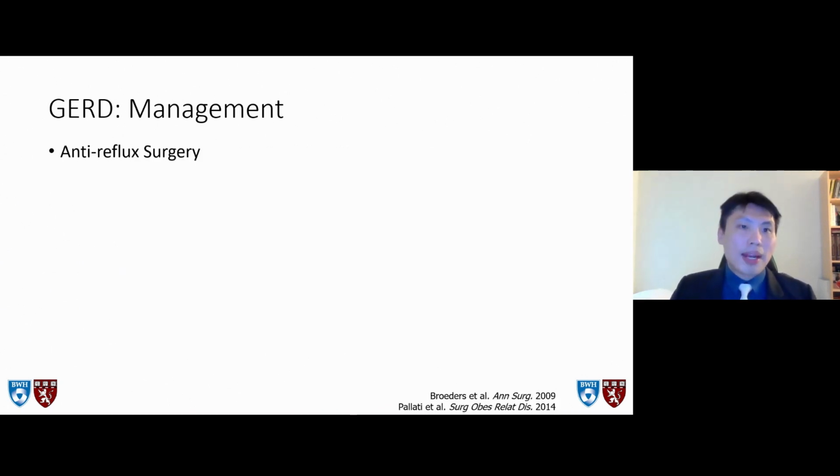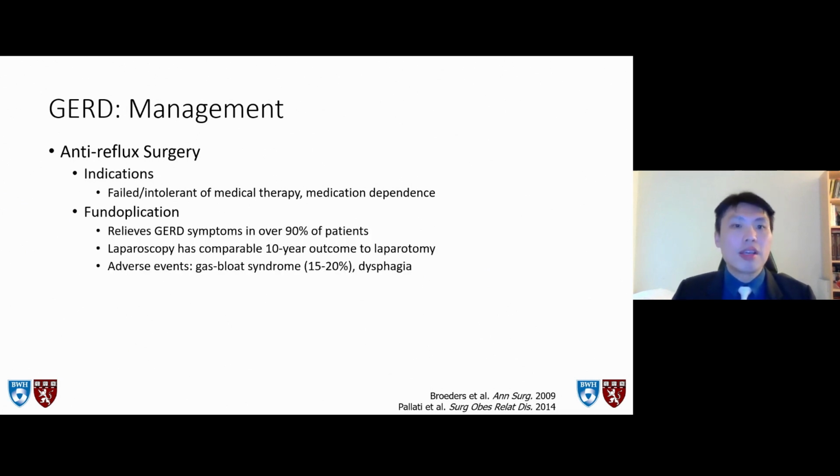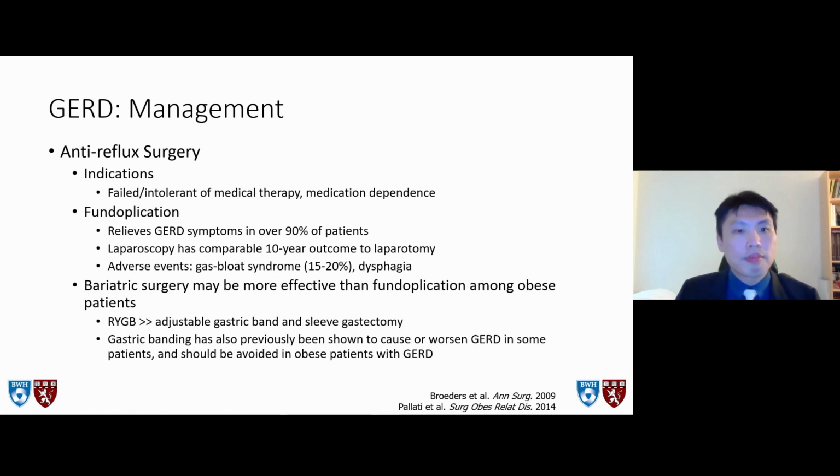What about beyond medical therapy? Anti-reflux surgery can also be considered. Indications for anti-reflux surgery include failed or intolerant to medical therapy, and patients who are very medication dependent, they can't get off the acid suppression. The main one that's being done now is fundoplication, which relieves GERD symptoms in over 90% of patients when performed. It can be performed either laparoscopically or with laparotomy, which have comparable results in 10-year outcome. The main adverse events associated with fundoplication are gas bloat syndrome or some swallowing symptoms afterwards, although they usually tend to be short-lived.